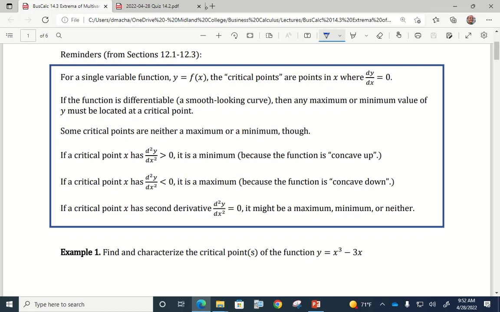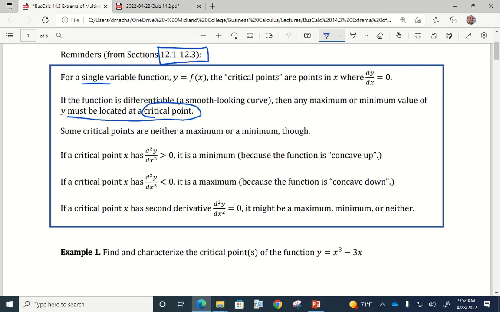And we talked about this before. In sections 12.1 through 12.3, we talked about finding maximums and minimums. We've kind of already done this. But in chapter 12, we were talking about single variable functions, right? So we said the critical points of a single variable function are the points where your derivative is equal to 0. If your function is smooth, so it doesn't have any angles or discontinuities, then any maximum or minimum value has to be located at one of these critical points.